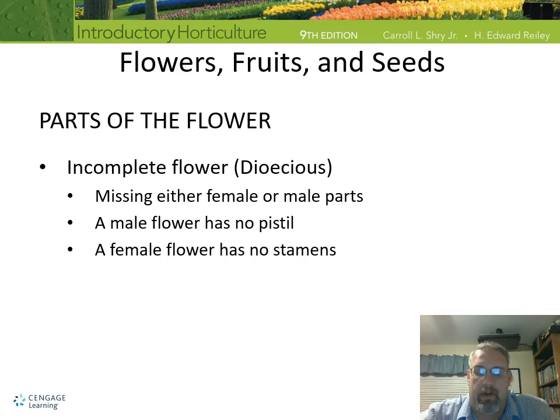A common variety of this is a pistachio tree. There are male and female pistachio trees. Typically in an orchard, most of the trees are female trees, and you may have one to two, maybe three male trees that are dispersed throughout the orchard to ensure pollination in a larger orchard.